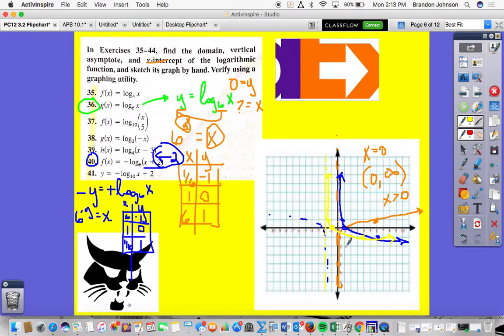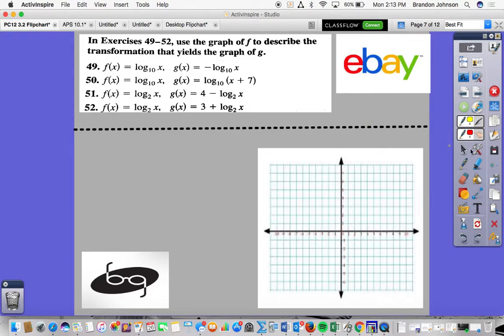So what was in orange, which was a basic graph like number 36, I transformed by first reflecting over the x-axis. And I did that here, okay, right there. And then once I did that, I transformed it to the left 2 based upon what was inside. Remember, if it's on the outside like this, it would push it up and down, but it would not impact my vertical asymptote that's there, okay?